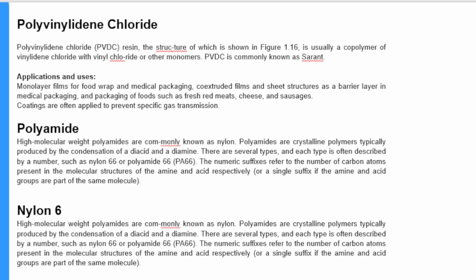Nylon 6. High molecular weight polyamides are commonly known as nylon. Polyamides are crystalline polymers typically produced by the condensation of a diacid and a diamine. There are several types and each type is often described by a number, such as nylon 66, polyamide 66, PA66. The numeric suffix refers to the number of carbon atoms present in the molecular structure of amine and acid respectively, or a single suffix if amine and acid groups are part of the same molecule.